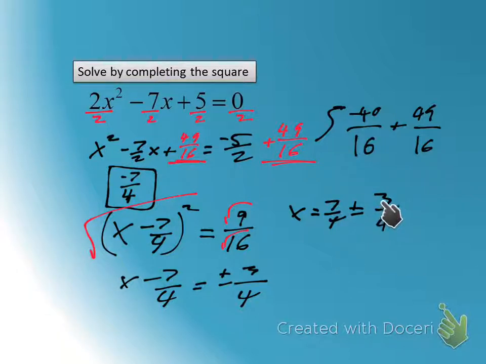7 plus 3 is 10. 10 over 4. Reduce it. 5 over 2. 5 halves, good. 7 minus 3 is 4. 4 over 4, reduce that, which is 1.